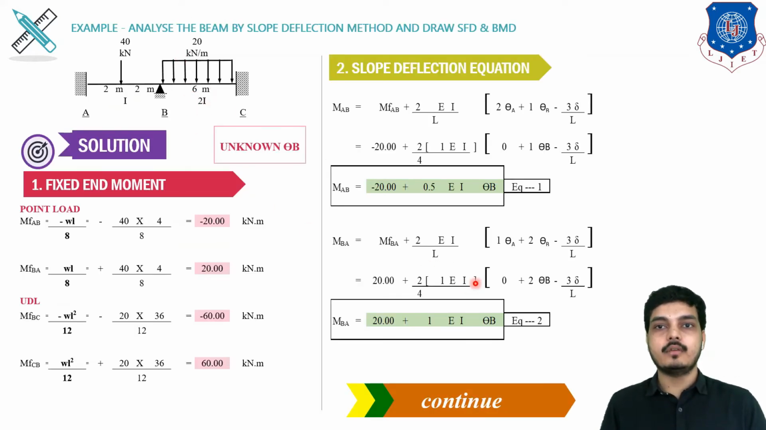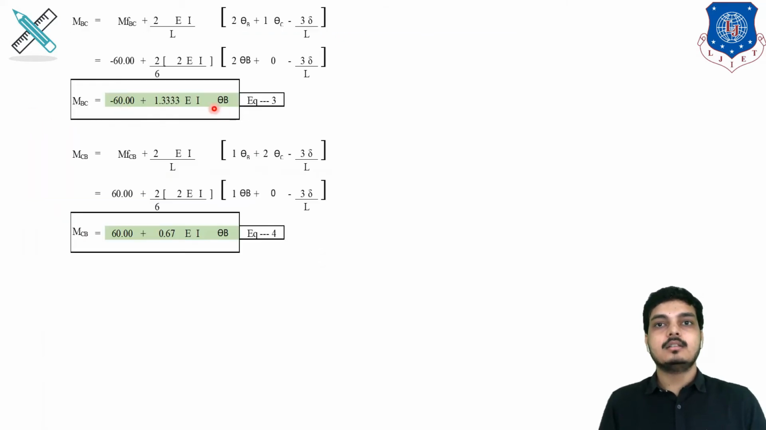And here we have used 1 because span AB has a single line, so 1 here. After placing all these values, let's see. Minus 60 will remain as it is. 2 by 6 multiplied by 2. 2 2s are 4, divided by 6, multiplied by 2, we get 1.33 EI theta B.